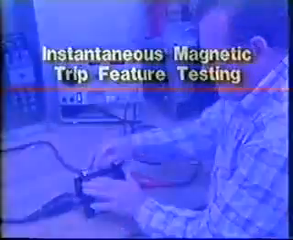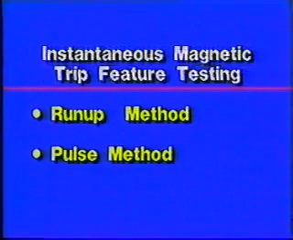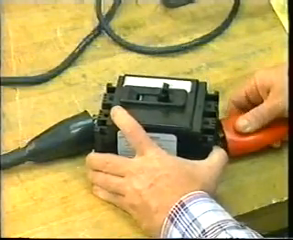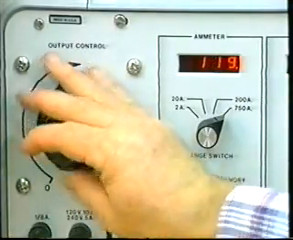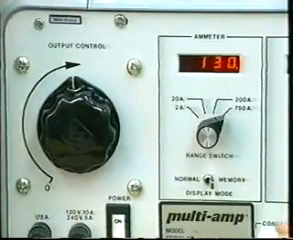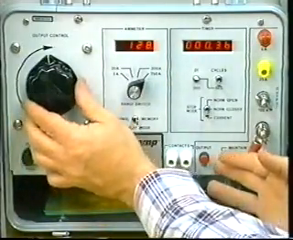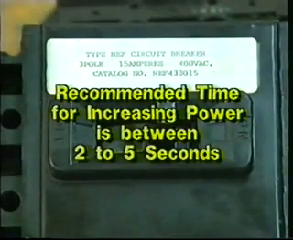Testing of the instantaneous magnetic trip feature may be by the run-up method or by the pulse method. With the run-up method, one pole of the circuit breaker to be tested is connected to the test equipment. The current control is set at one point where approximately 70% of the expected tripping current will flow when energized. The power is then turned on and the current increased until the circuit breaker trips. The recommended time for increasing the power is between 2 to 5 seconds.